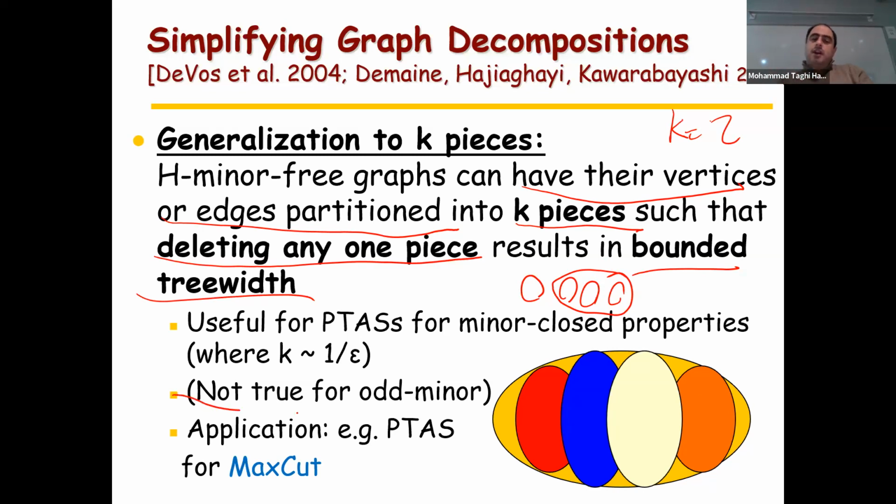This theorem is not correct for odd-minor free graphs. For odd-minor free graphs, we cannot create this. The 2 was the best for odd-minor free graphs. But for H-minor free graphs, you can get this result. So this result works for H-minor free graphs, but not for all odd-minor free graphs. And one of the main applications of this is the max cut problem.